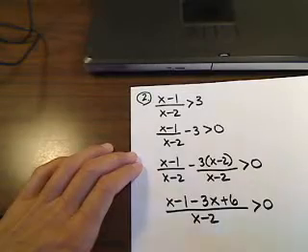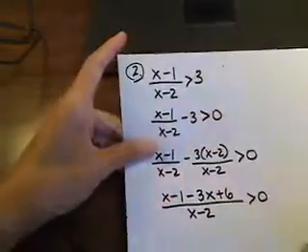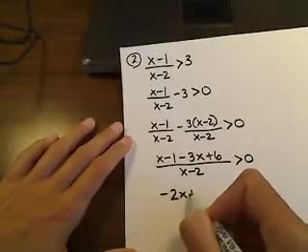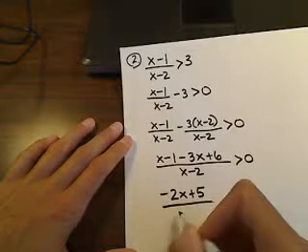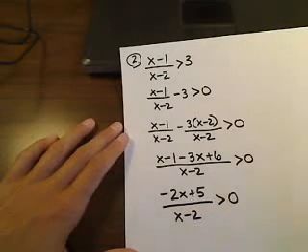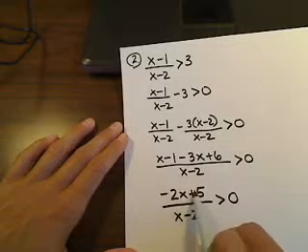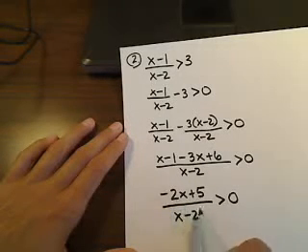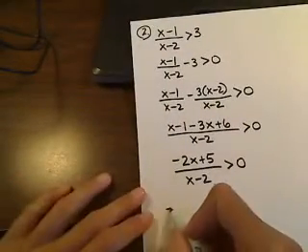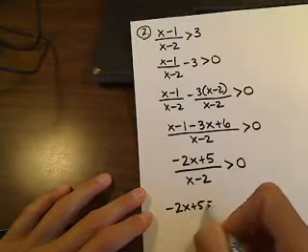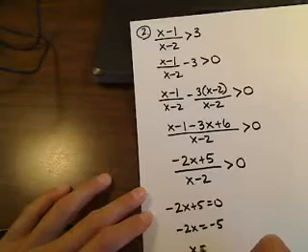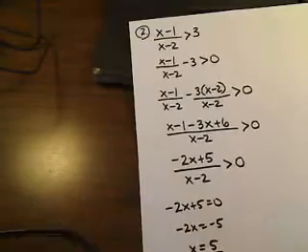All right, and now what I need to do is collect like terms in the top. And so I get negative 2x plus 5 over x minus 2, greater than 0. Okay, so what I'm going to do is find partition points by setting the top to 0 and the bottom to 0, and then dividing up my number line again, just like we did before. So if I set negative 2x plus 5 to 0, negative 2x equals negative 5, so x is positive 5/2.